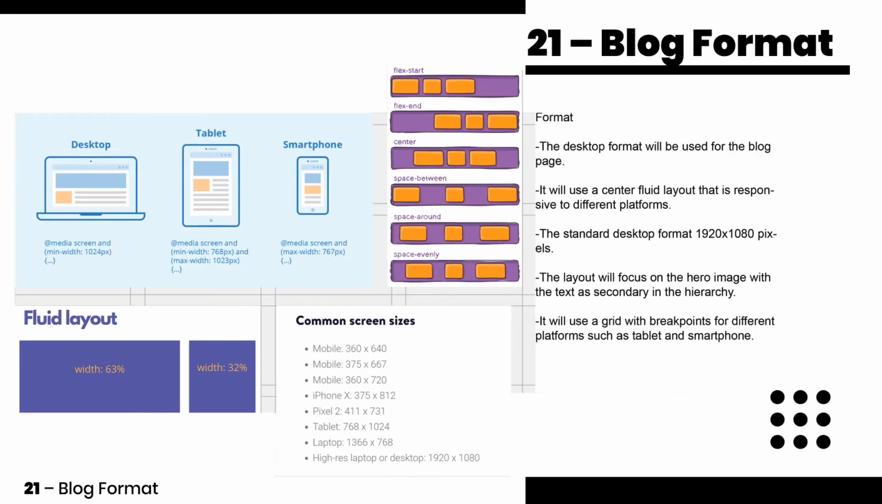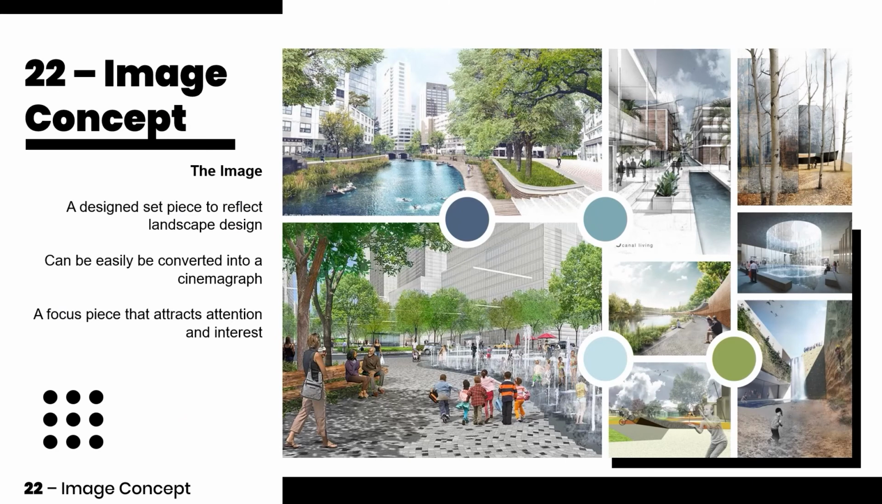The blog format uses a fluid layout which is designed for mobile devices first, then desktop devices to enable a clearer, more functional layout. For the main image I wanted to create a focus piece which visualizes a landscape design example with the potential for moving elements to create a cinemagraph.